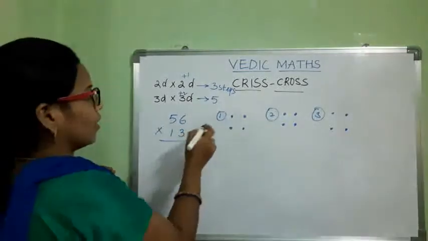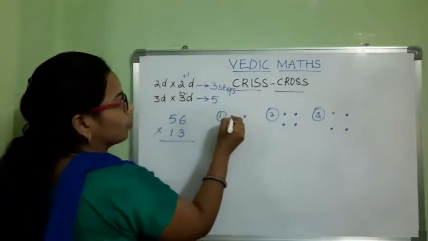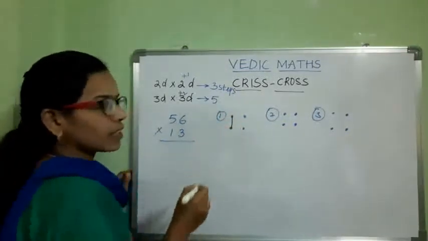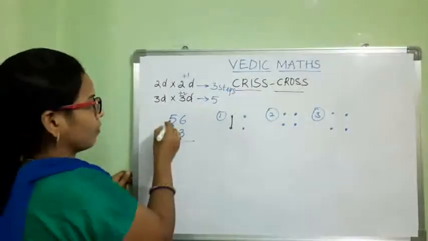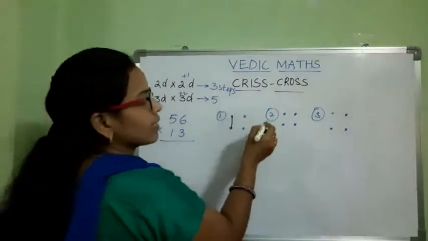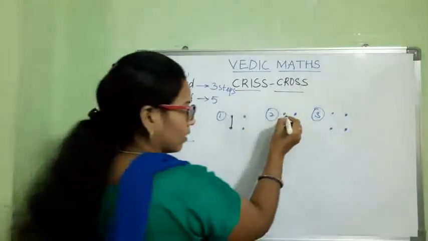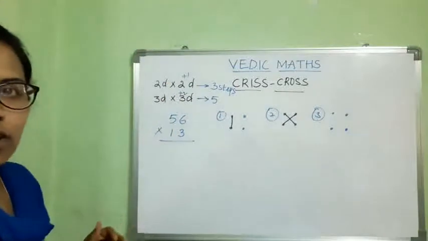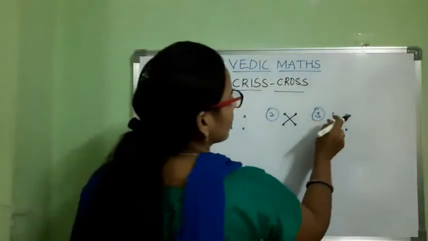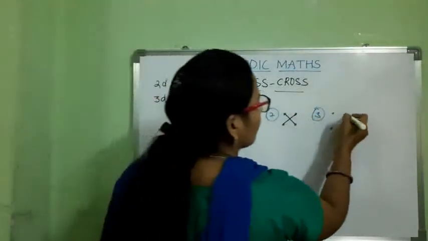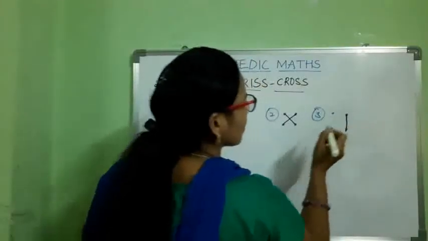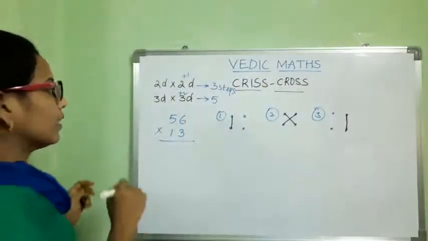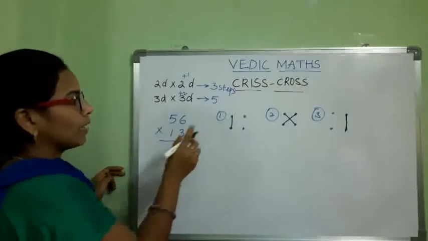In the first step, what do we do? Multiply the first column digits. Next, in the second step, do the cross multiplication of the first and second column digits. Next, in the third step, multiply the digits of the second column. Now, let us see how to do the multiplication.